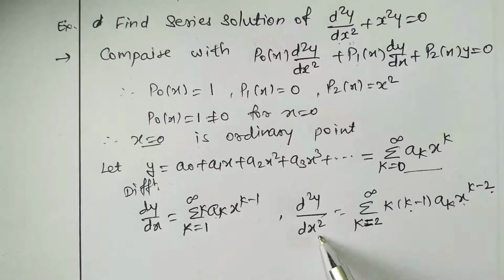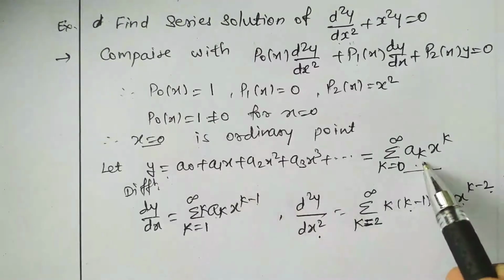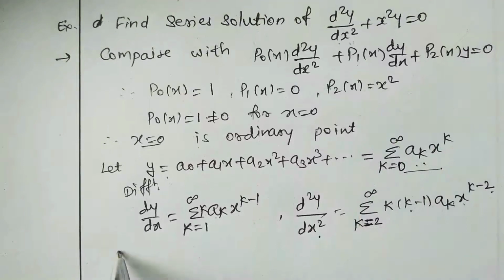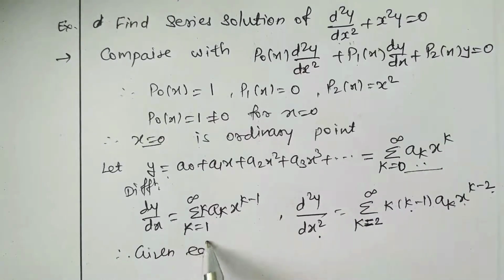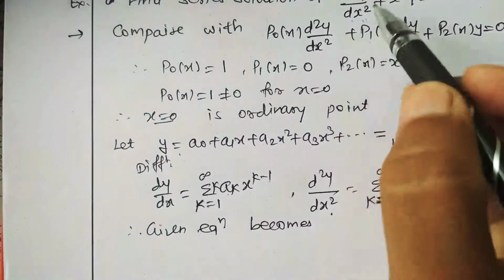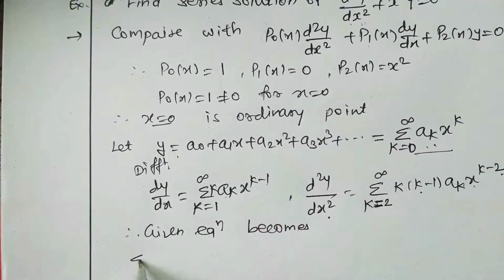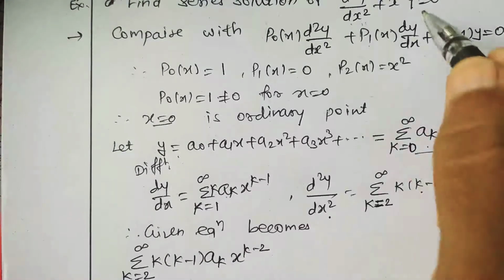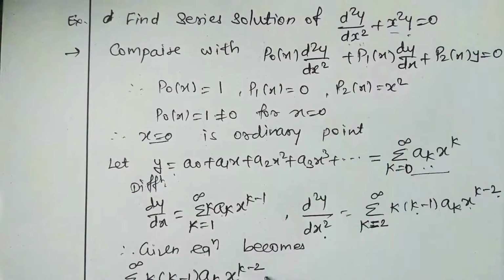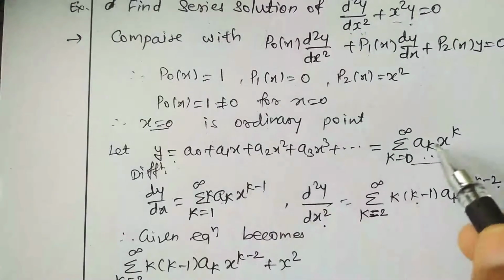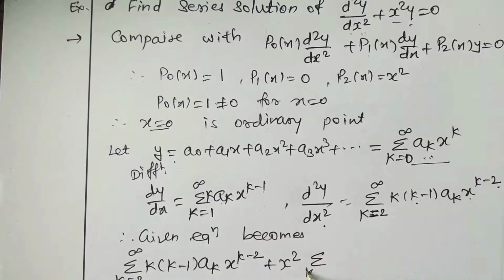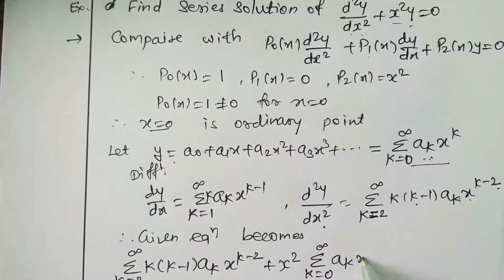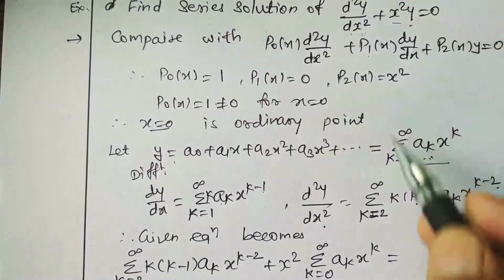Now put the value of d square y by dx square and y in this given equation. So the given equation becomes d square y by dx square, that means summation k varies from 2 to infinity k into k minus 1 ak x is to k minus 2, plus x square as it is into y. Value of y is summation k varies from 0 to infinity ak x is to k is equals to the right hand side of this equation, which is 0.